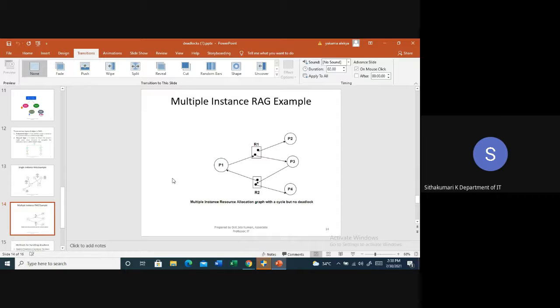And similarly, you have the multiple instance resource allocation graph. Here, if you look at the resource types, as usual we have four processes, four circles named P1, P2, P3, P4, and you have two resources, and each resource type has two instances.